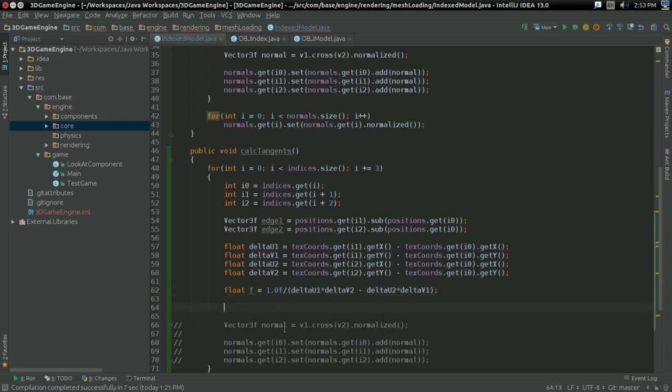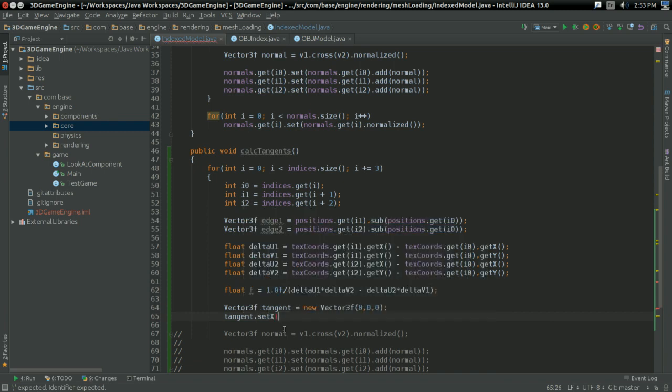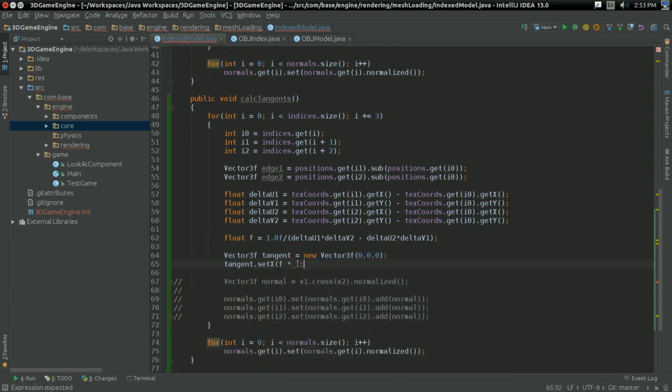And great. So, finally, we can calculate the tangent. The tangent, in this case, is going to be new vector 3f. I'm just going to initialize it to nothing to start off with, because I want to set it individually, kind of like this. And there. So I got the tangent. And I'm going to set the x to f times sort of the expanded matrix thing. And what on earth is the expanded matrix thing, you might ask?